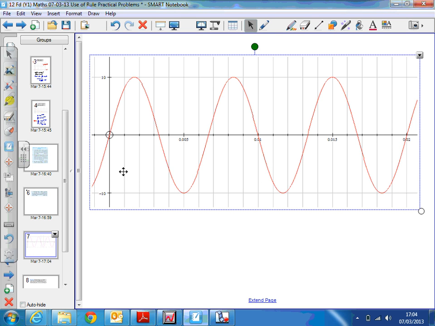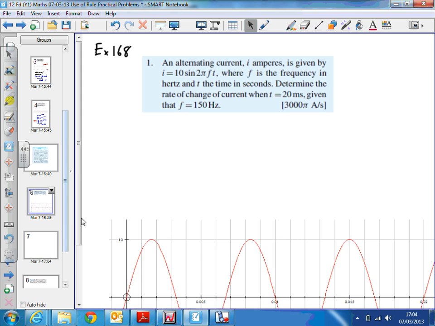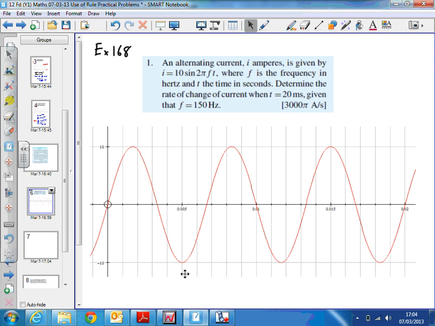If we now look at this, there's the function. f is the frequency, and that's given as 250 hertz. Determine the rate of change of current when the time is 20 milliseconds. So here is the 20 millisecond mark. The rate of change of current at that time is the gradient of the curve at that point.